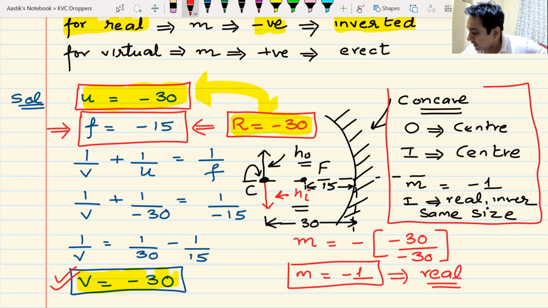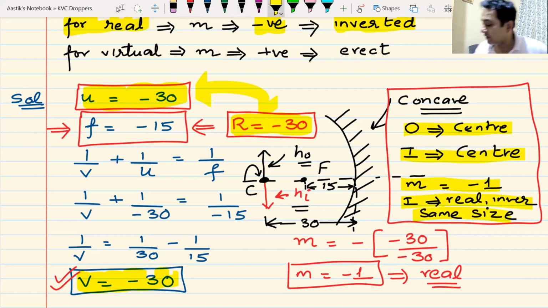When the object is placed at the center of curvature of a concave mirror, image is formed at the center of curvature, magnification is minus 1, image is real and inverted, and it is of the same size. I'll give you 1 minute to note it. If you have any doubts, please raise them and ask.